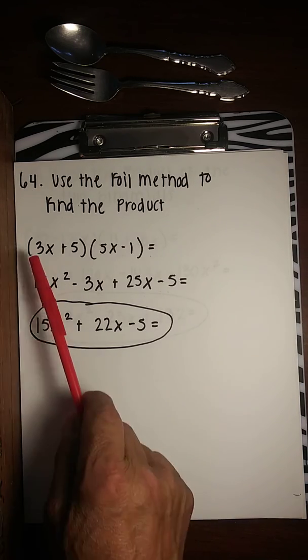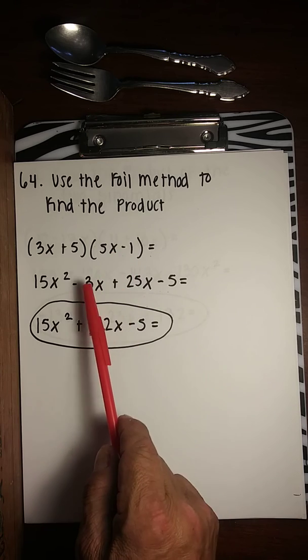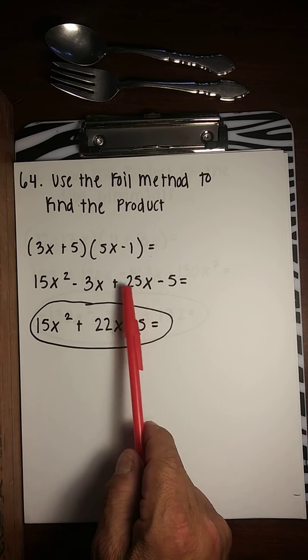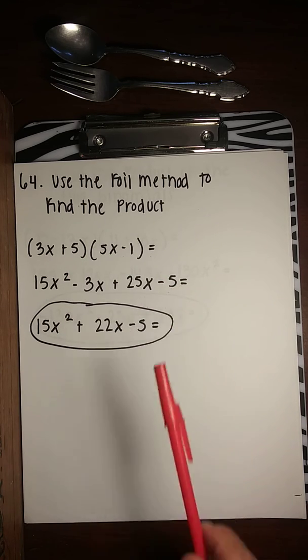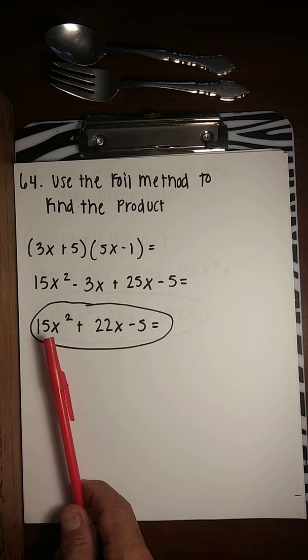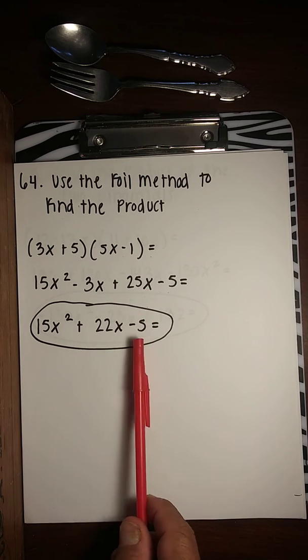It's a full method. 3x times that is 15x squared, 3x times that is negative 3x, that times that is 25x, that times that, negative 5. So we have 15x squared, 25 minus 3, 22x, minus 5.